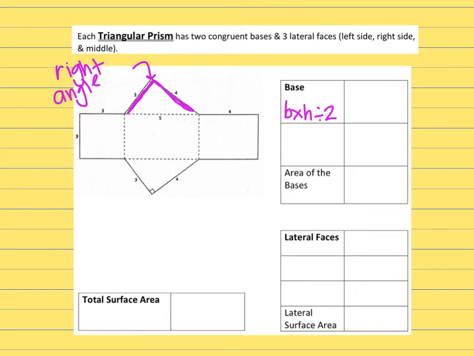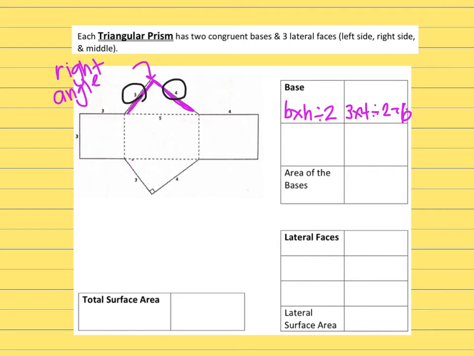The numbers now that I need to use are 3 and 4. 3 times 4 divided by 2. And that should be 12. Divided by 2 is 6.